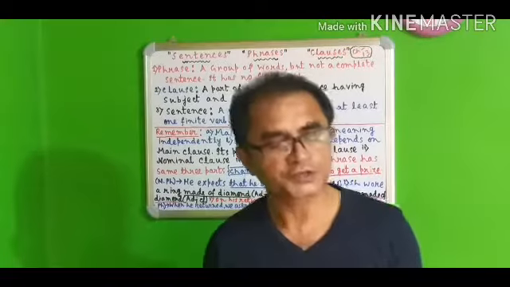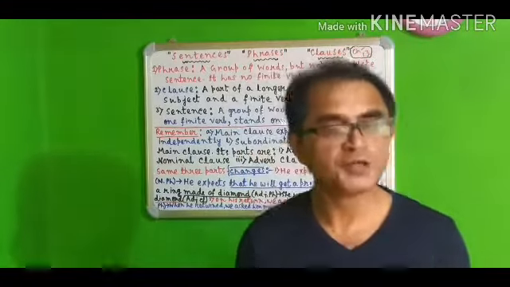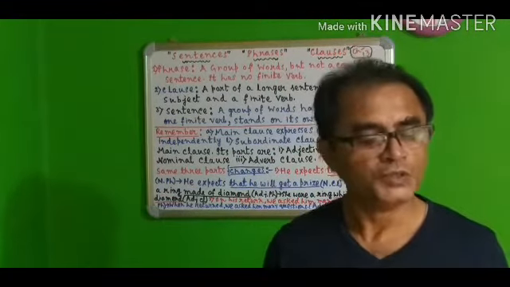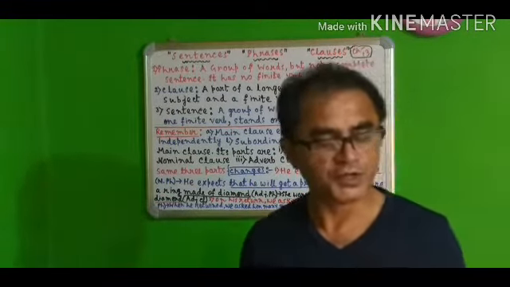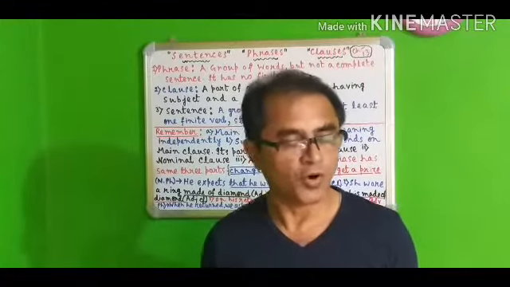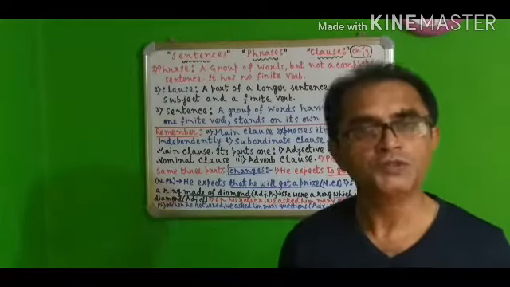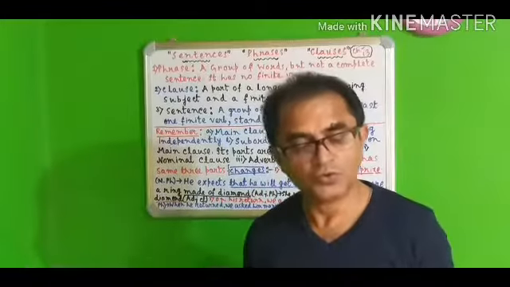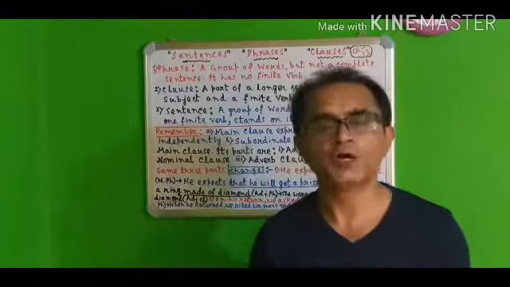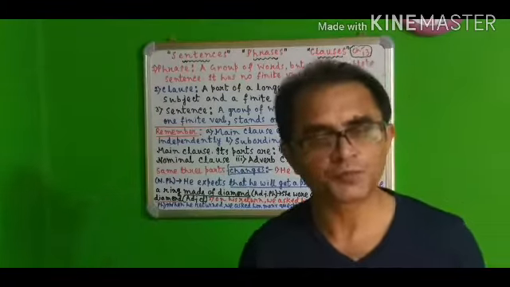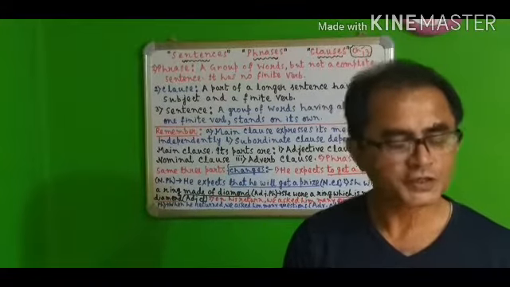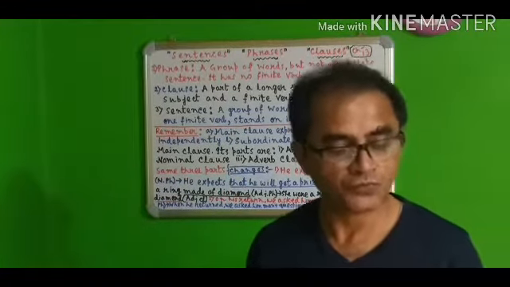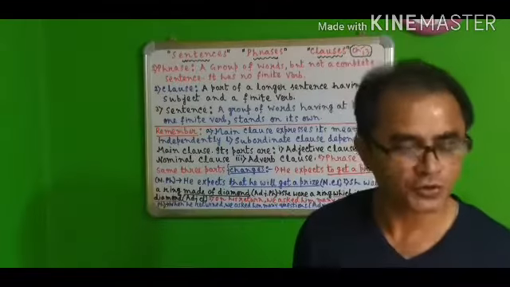Another example of an adjective phrase: Nelson was a boy without fear. Without fear is an adjective phrase. It qualifies the noun boy. We can expand it: Nelson was a boy who had no fear, or who was fearless. That is an adjective clause. Let's take three examples of noun phrases and their expansion also.